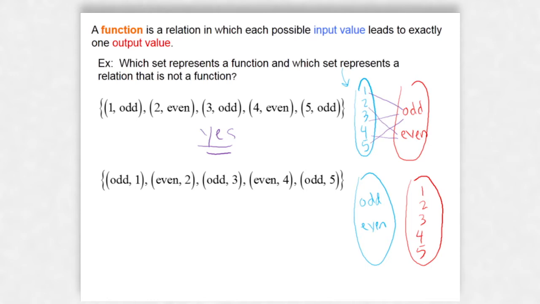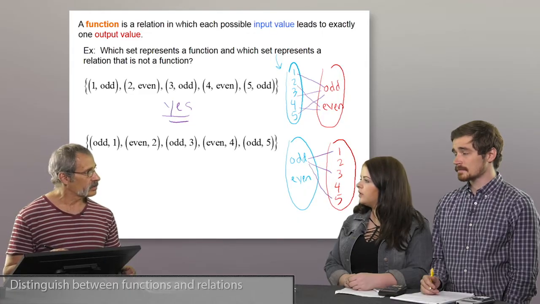So go to the first input, which is odd. And it's sent where? It's sent to 1, 3, and 5. Uh-oh. Why uh-oh? It isn't a function. It's not a function.